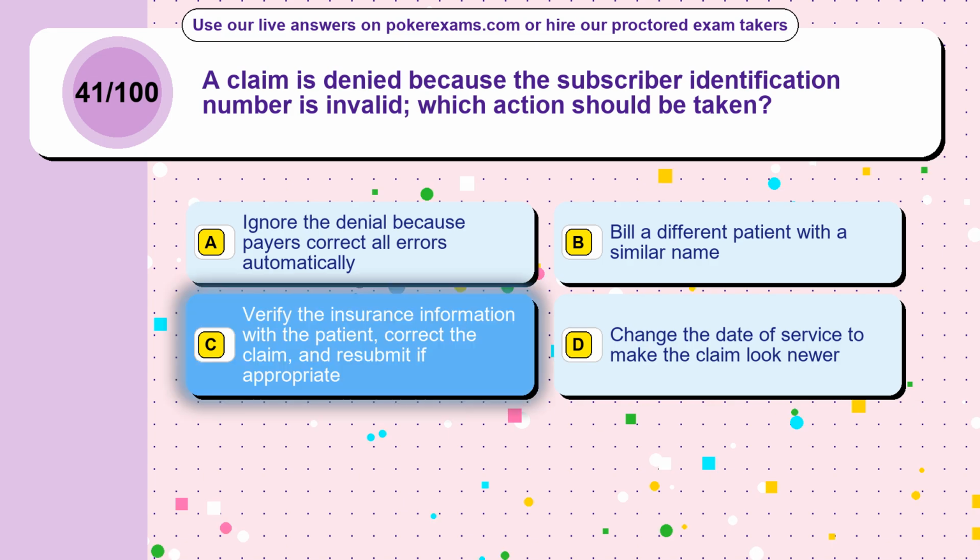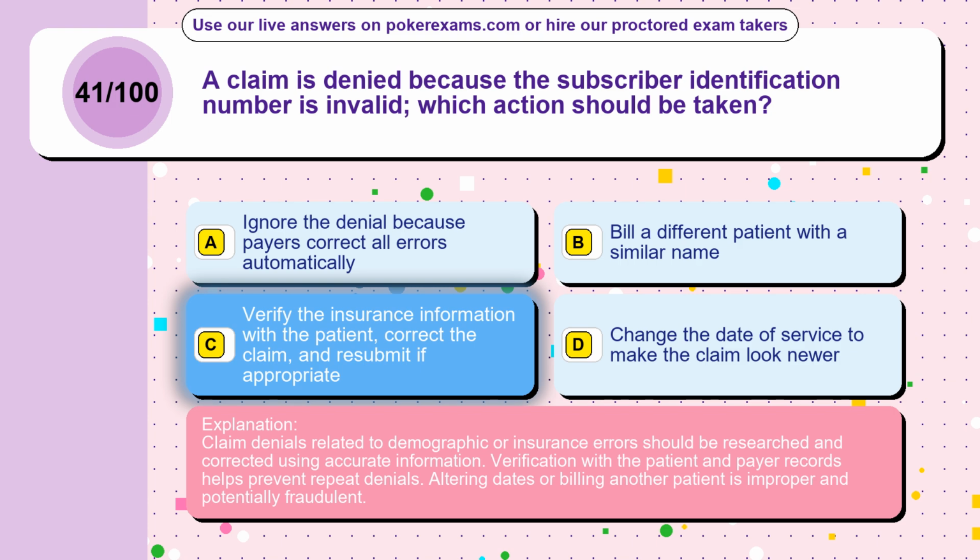The correct answer is option C. Verify the insurance information with the patient, correct the claim, and resubmit if appropriate. Claim denials related to demographic or insurance errors should be researched and corrected using accurate information. Verification with the patient and payer records helps prevent repeat denials. Altering dates or billing another patient is improper and potentially fraudulent.